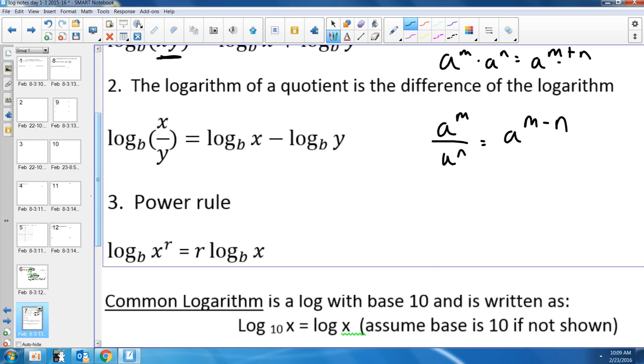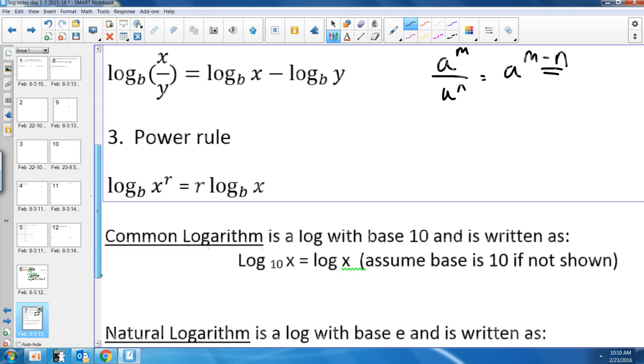Because of this addition and because of that subtraction, it's the same thing as what you saw on the other side. The power rule says that instead of having an exponent on top of the number, you move the exponent out front. It's just a way of simplifying logs as you go through and solve problems.